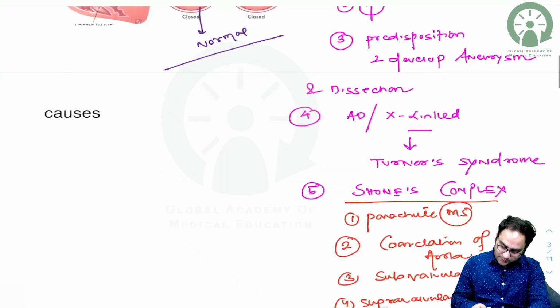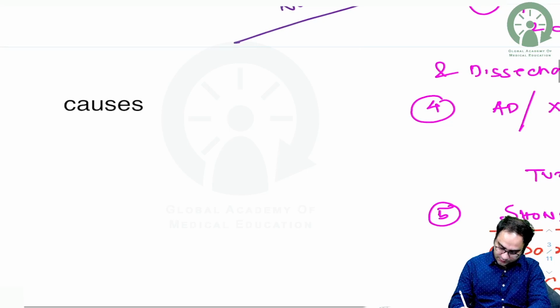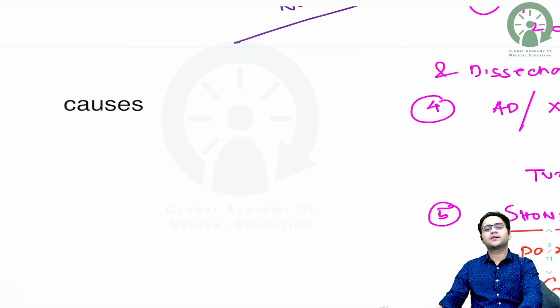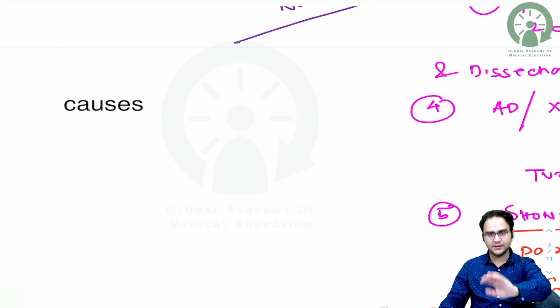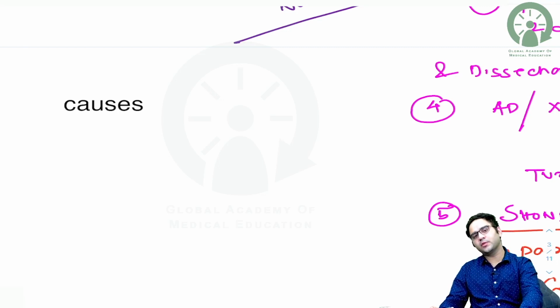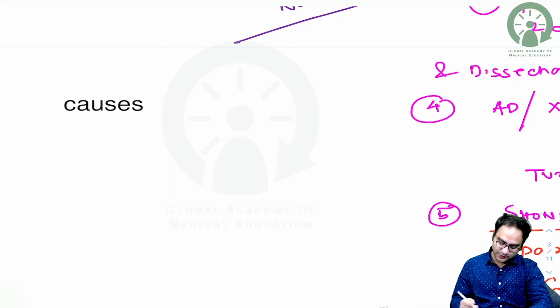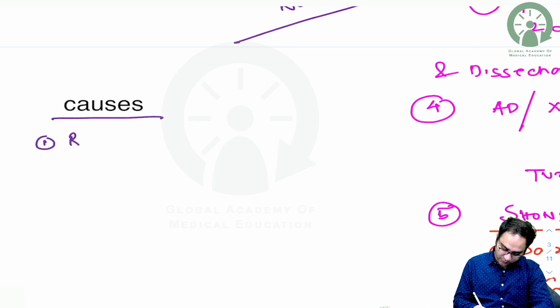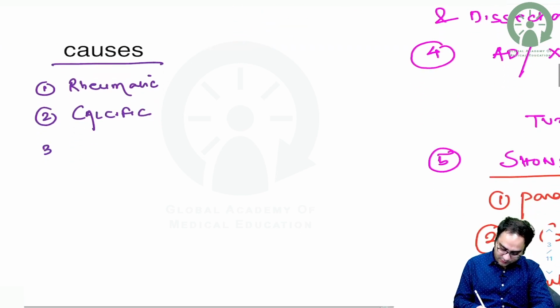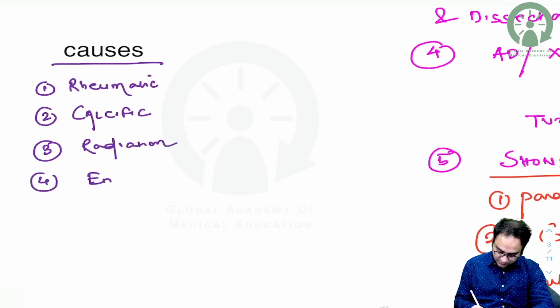So coming to the causes of aortic stenosis, unlike mitral stenosis, aortic stenosis is mostly not about rheumatic heart disease. Rheumatic heart disease is one of the causes, but it's not the only one playing a role in aortic stenosis, right? So the causes can be, number one, rheumatic. Apart from that, calcific aortic stenosis is also common. It can be due to radiation and it can be due to endocarditis, right?